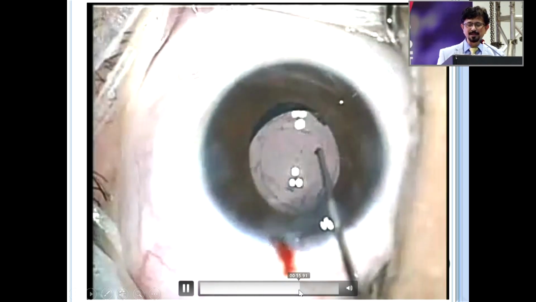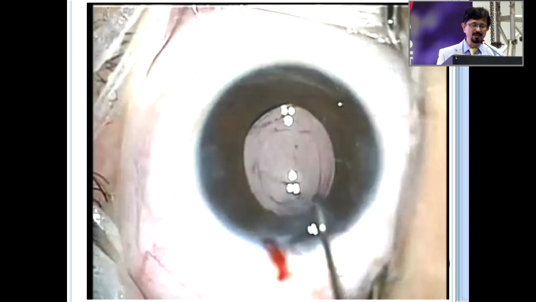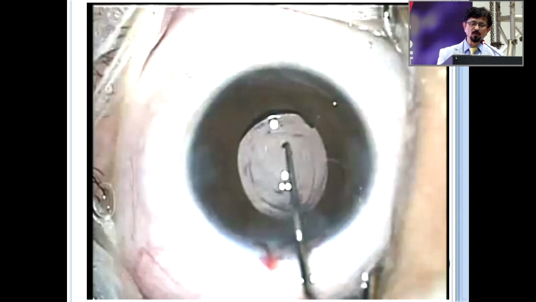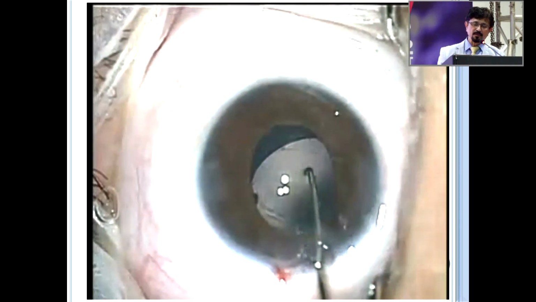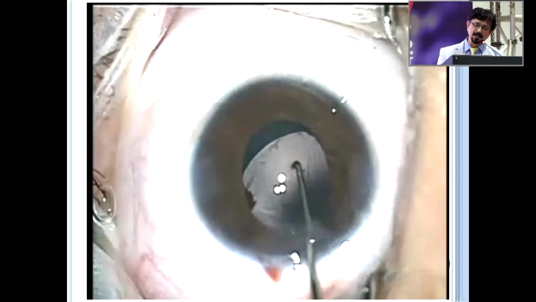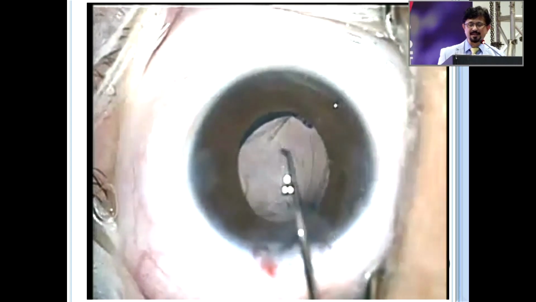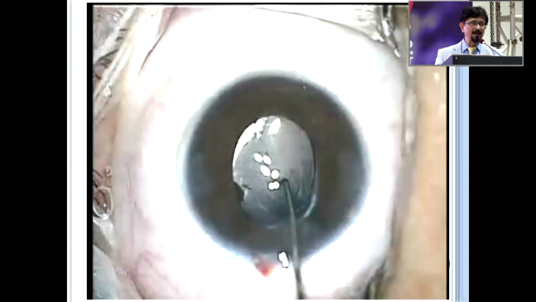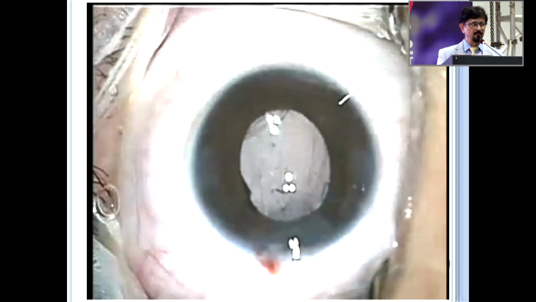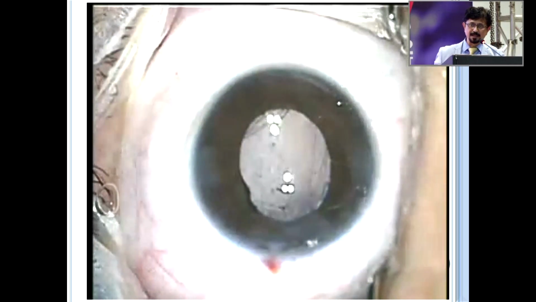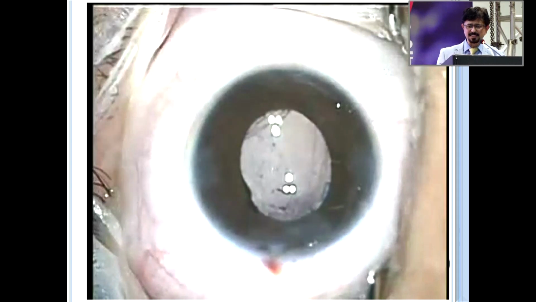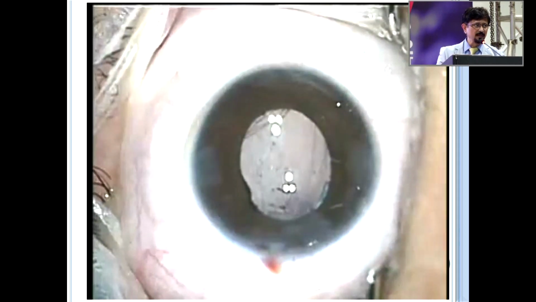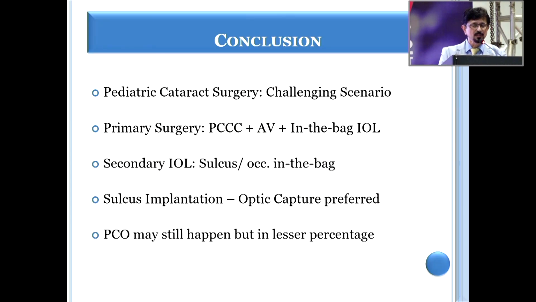Once you have put the multi-piece IOL in the sulcus, it is advisable, if possible, to do a posterior optic capture. A big problem in pediatric cases is decentration of the IOL if it is not properly in the bag and not well surrounded by the anterior capsular margin. So if you are putting a multi-piece IOL in the sulcus, it is advisable to do the posterior optic capture. In conclusion, pediatric cataract is a challenging scenario.